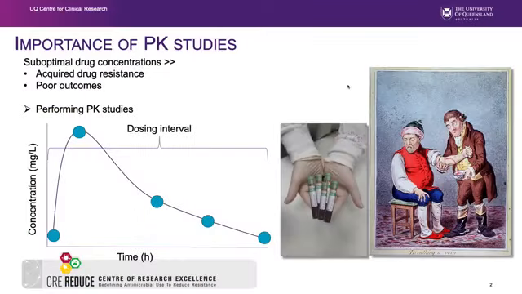So Andrew's just been talking to us about the PK studies, the importance being if you've got suboptimal drug concentrations, it can lead to acquired drug resistance and poor outcomes. But performing a pharmacokinetic study can be very challenging. As you can see from the blue spots, to describe a profile, you're collecting 5, 6, up to 8 samples of blood, and this can be quite a large volume of blood.